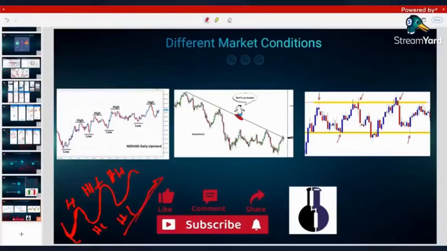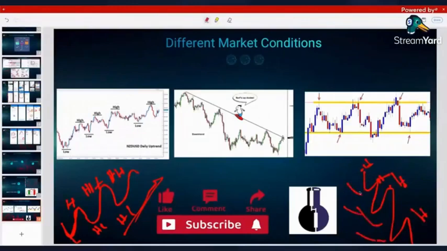Whereas the reverse is the case for a downtrend. High, low, high, low, high, low. You can see that the high here is getting lower, while this low is getting lower as well. So in this case, we have high, low, lower high, lower low, lower high, lower low. So that's how a downtrend is, and this is how an uptrend is.